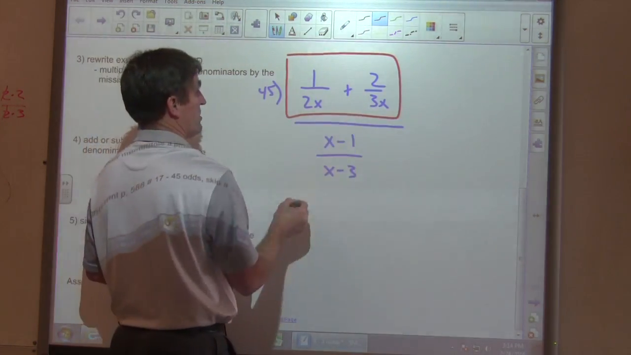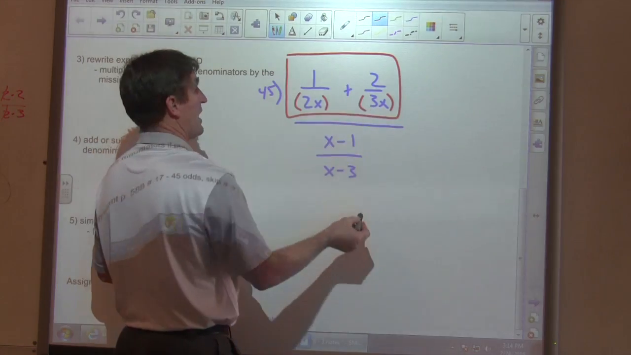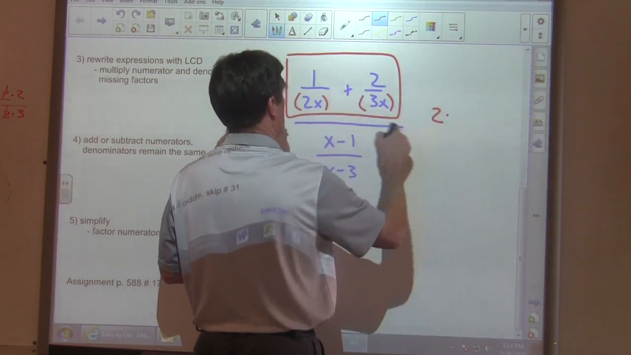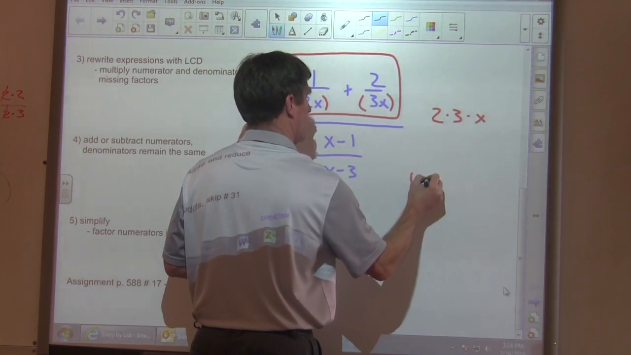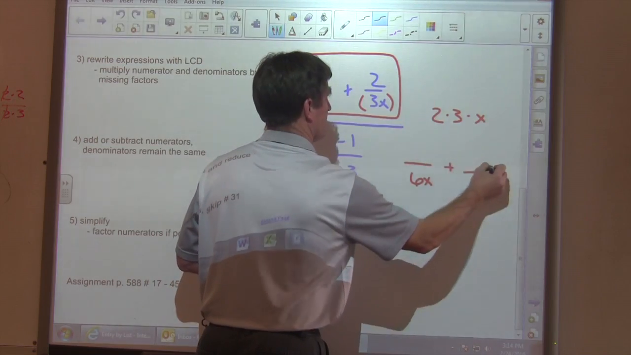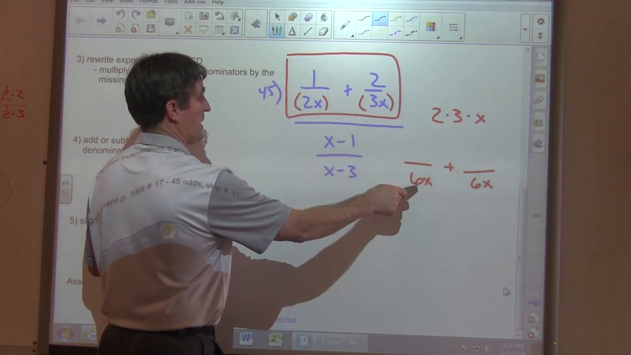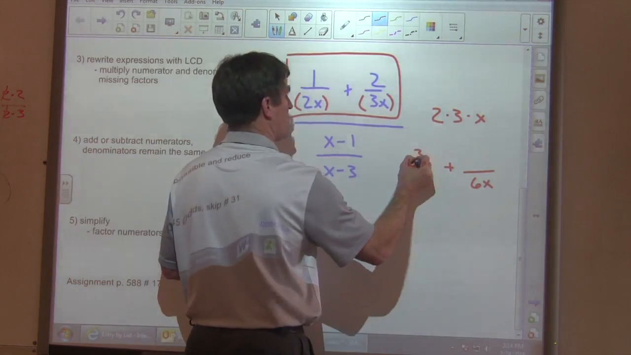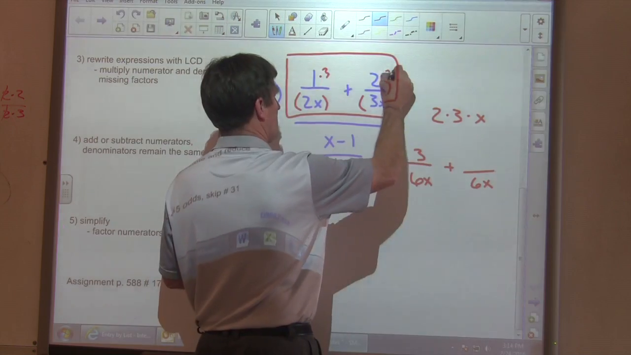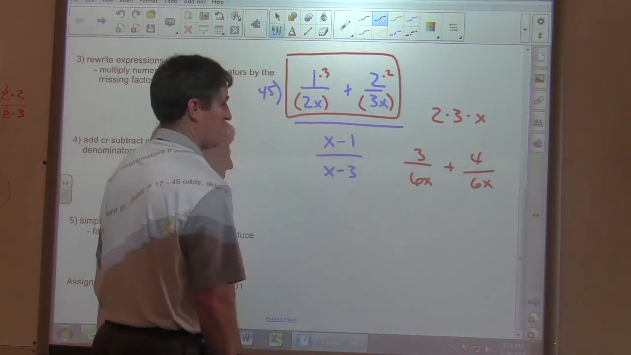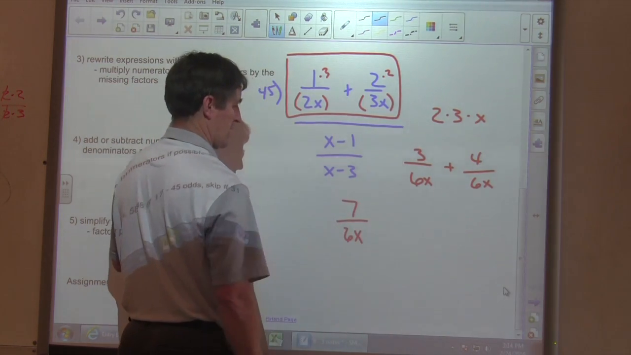I can't factor those, so it's just 2x and 3x. So I find the common denominator. Well, I need 1, 2, I need 1, 3, and I need 1 x. So my common denominator is going to be 6x. So I look here and I say, what do I have to multiply 2x by to get to 6x? Well, that would be 3, and 3 times 1 is 3. 3x to get to 6x would be 2, so I multiply this by 2, so I multiply the top by 2, so I get 4. And now I can add those. So I get 3 plus 4 is 7 over 6x.